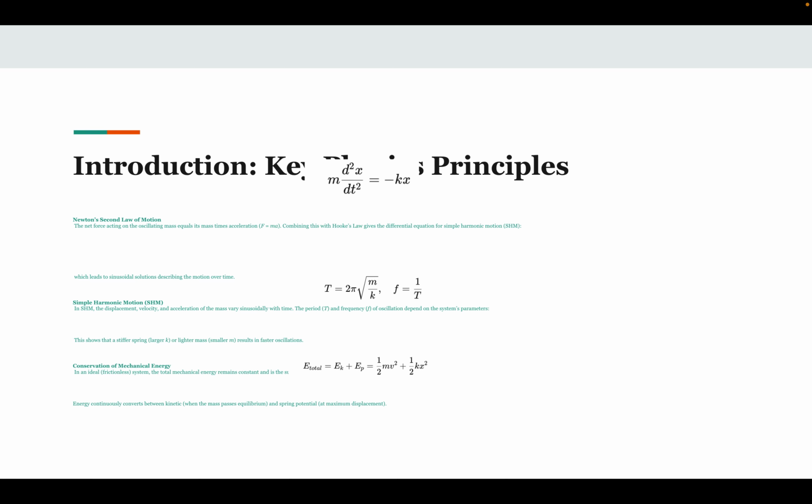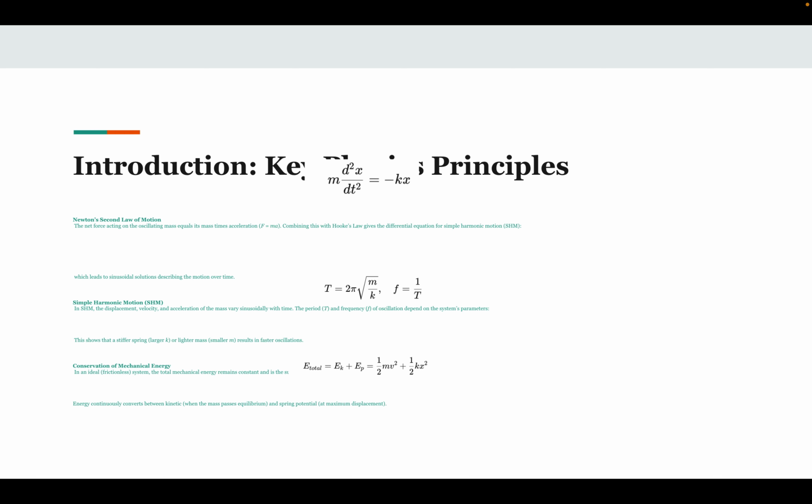I apologize for the digression, but some of the key physics principles are Newton's second law of motion. So the second derivative of the x position with respect to time squared equals k spring times x, the change in position of x. So it's the net force acting on the oscillating system, which equals the mass times acceleration.